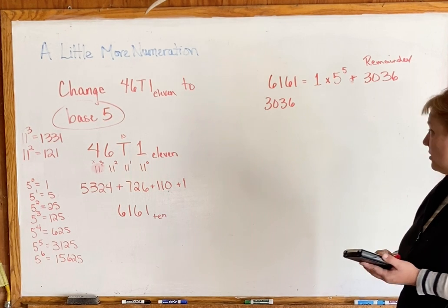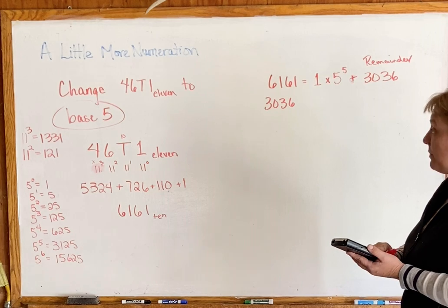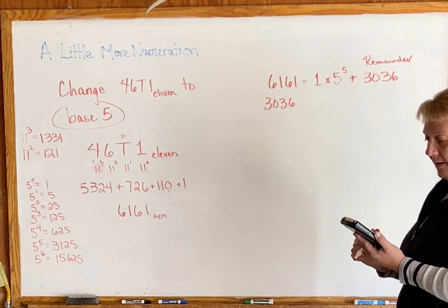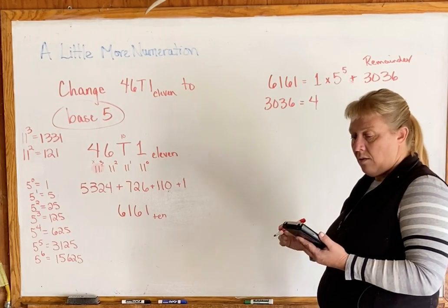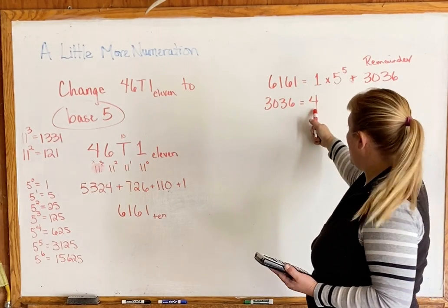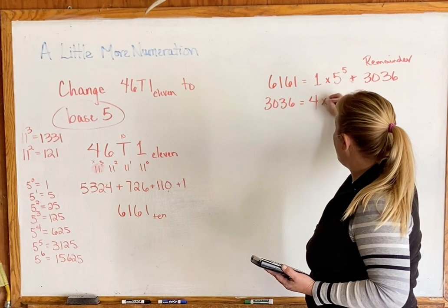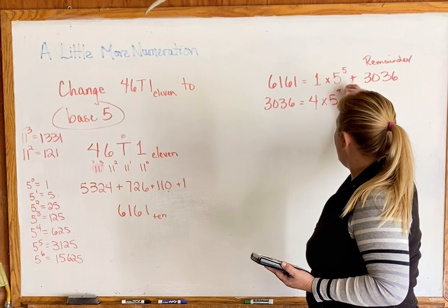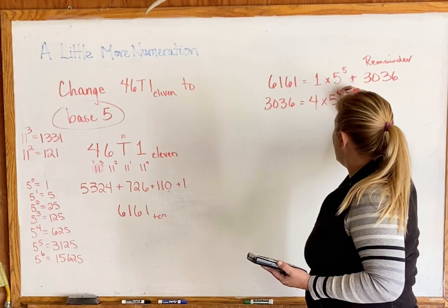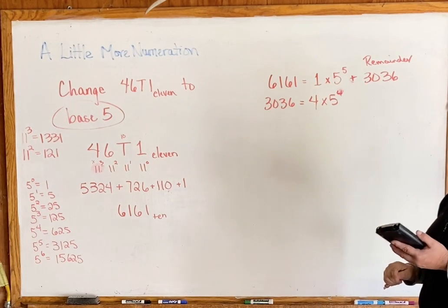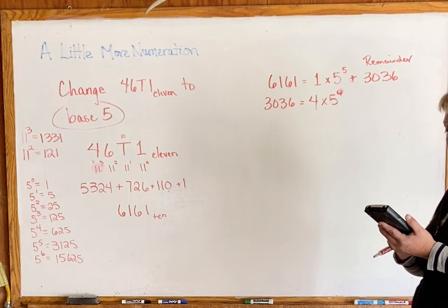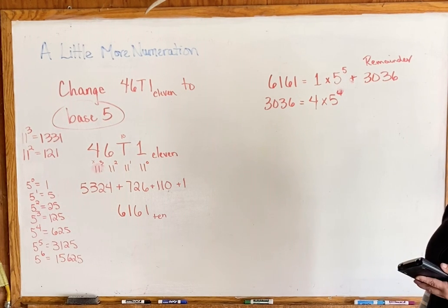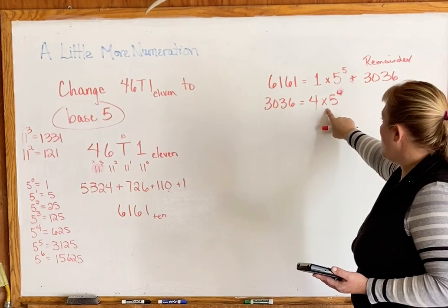So if I say 3036 divided by 625, I get 4.85, but I only really want the whole number here. So there are 4 of the 625s. Now, 4 times 625 is 2,500. So this part equals 2,500.